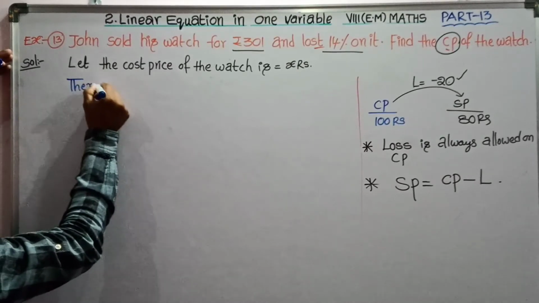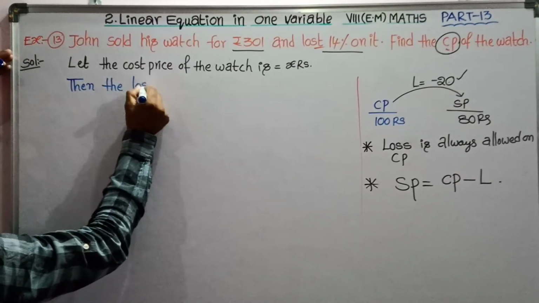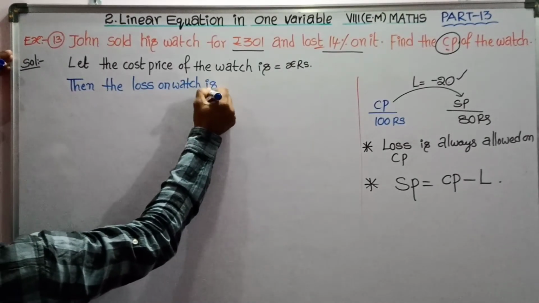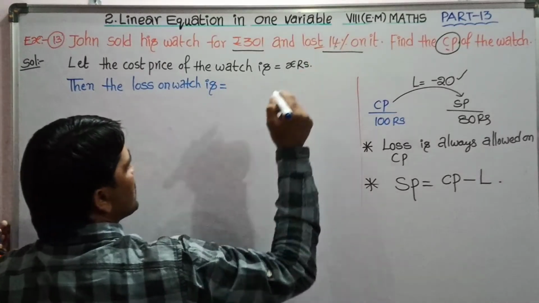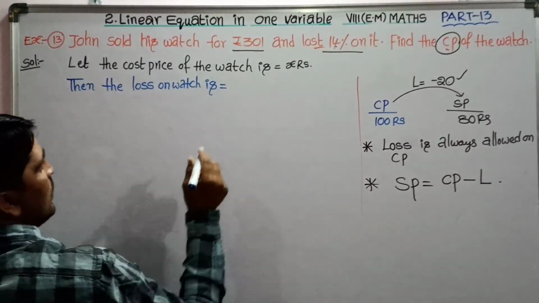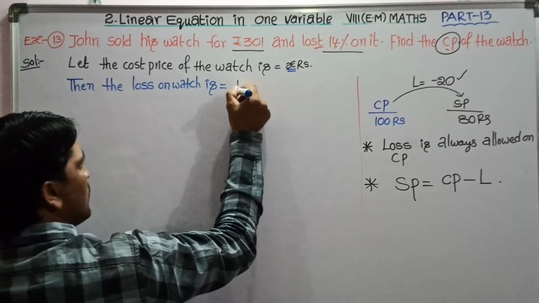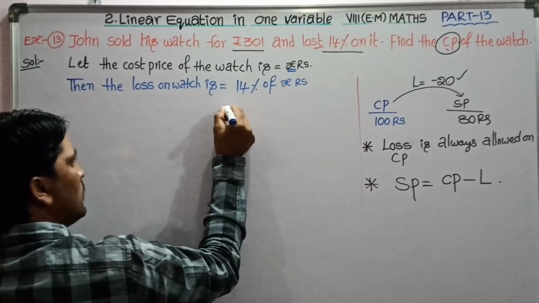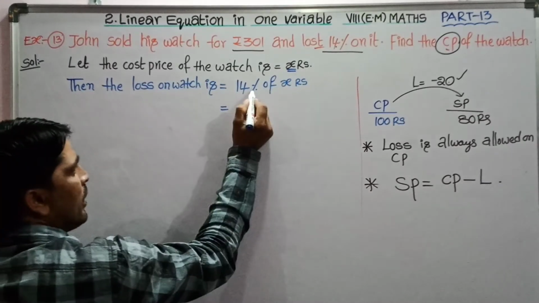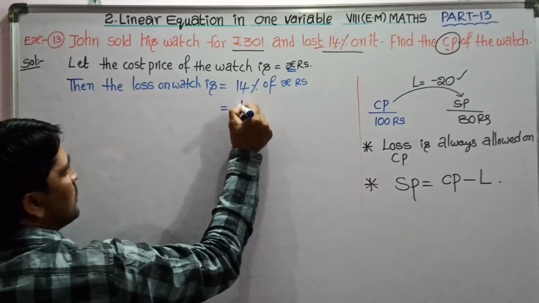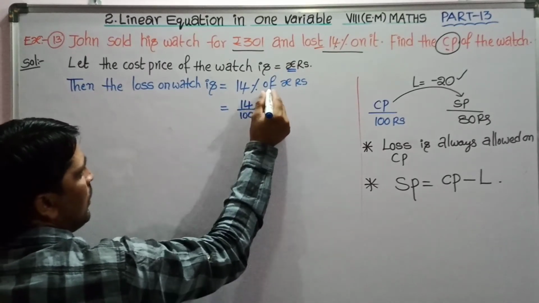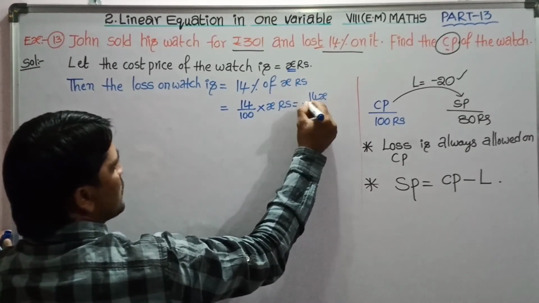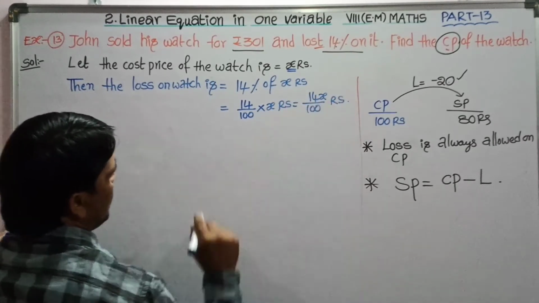So then the loss on the watch is equal to, he lost 14% of the cost price of the watch. The cost price of the watch is x rupees, so the loss is 14% of x rupees. What is 14%? For every 100 he lost 14 rupees. That can be written as 14 by 100 of, nothing but multiplication, x rupees, which is equal to 14x by 100 rupees. This is the loss.